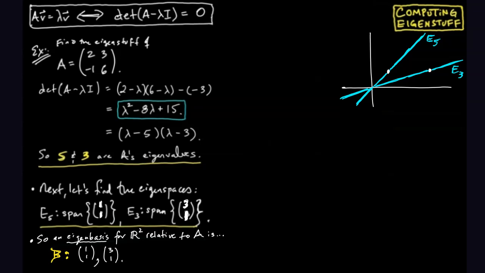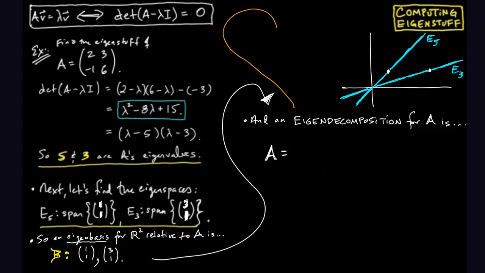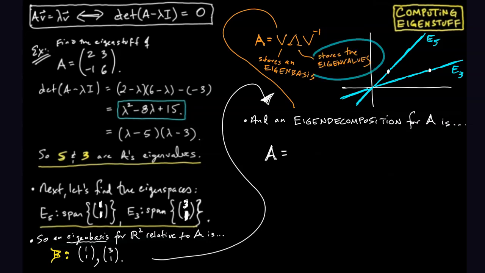And maybe for one last flourish, let's write down an eigendecomposition for A. Well, remember how this works. It's going to be the product of three matrices, and the general form of an eigendecomposition, as we discussed in the last video, was that our matrix A, provided that it admits an eigenbasis, as this one does, can be decomposed as V times capital lambda times the inverse of V, where the first matrix V stores an eigenbasis, the vectors of which are the columns of matrix V, and capital lambda is a diagonal matrix that stores the eigenvalues of A.